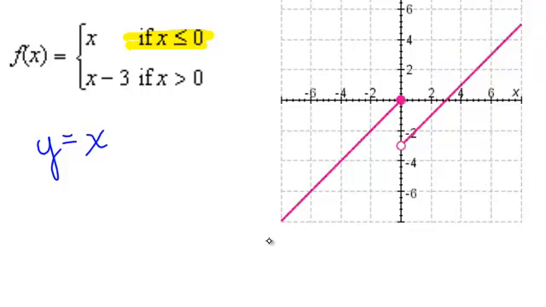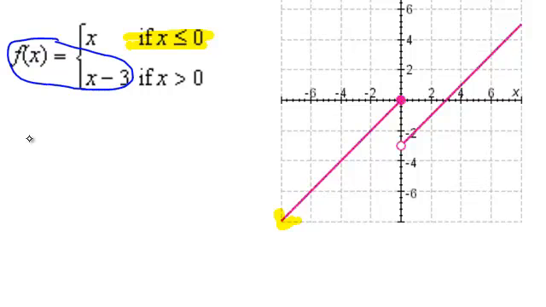So that is how we got this part of the line. Of course, it should have an arrow, meaning it goes on and on and on. Now let's work on the second piece. The second piece is y is equal to x minus 3. I'm going to graph that first.